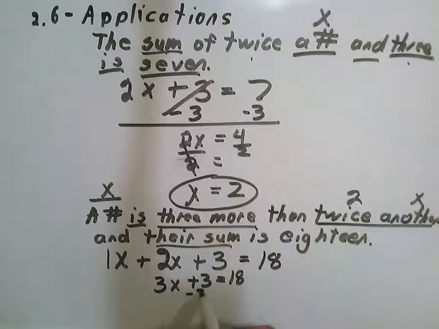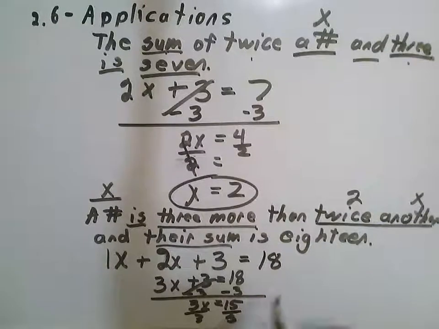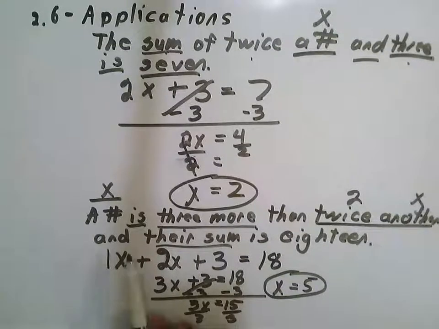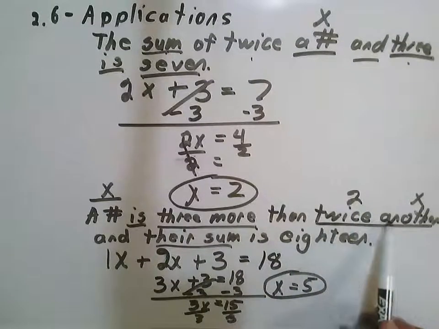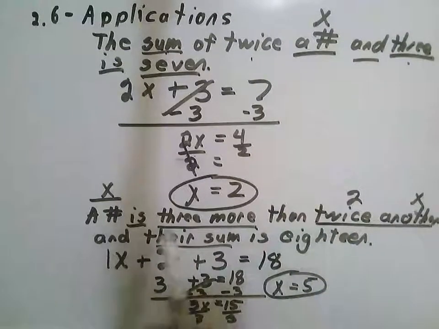And then once again, letters on one side, numbers on the other. That's going to give me 3x is equal to 15. Divide both of these by 3. And that's going to tell you that x is equal to 5. So if I look at these again, is a number, it's 5. And then I'm going to just kind of work this out. 2 times 5 added to 5 is 15. Add that to 3 is going to give me 18, right?